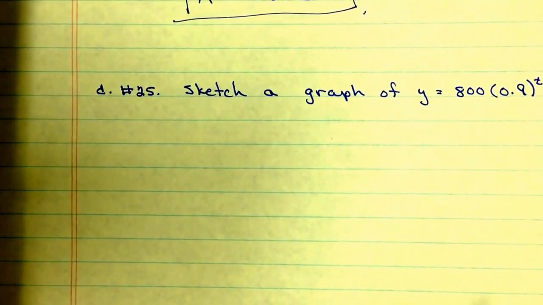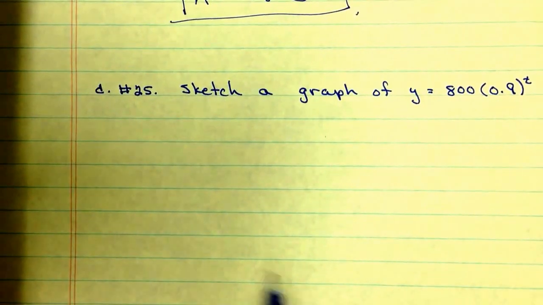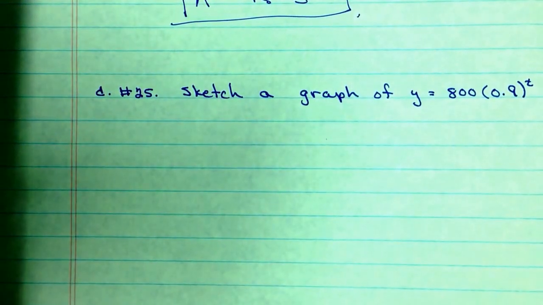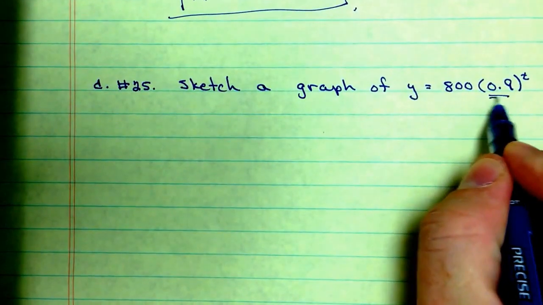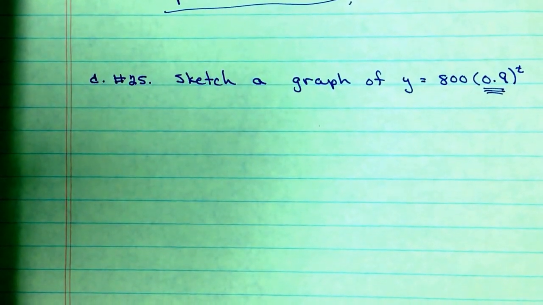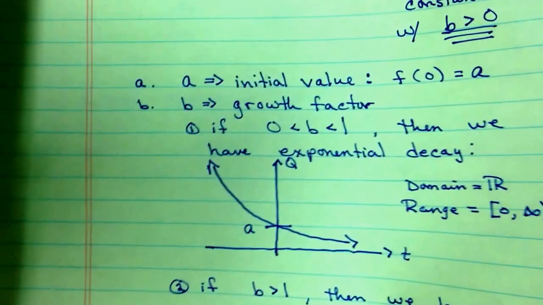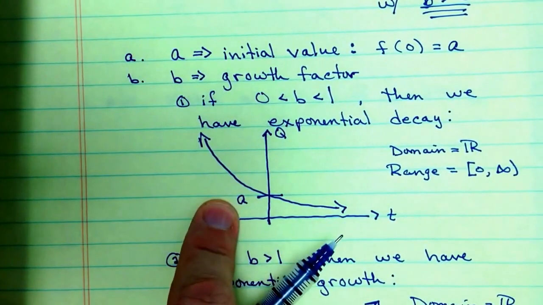Number 25. Let's sketch a graph of y equals 800 times 0.9 to the t. Well, we just go back to our first page of notes. So here we look at our growth factor. It's 0.9, so that's between 0 and 1. So that means the graph will look like this. So we basically just draw this with a couple additions.